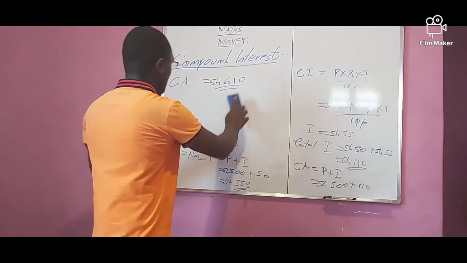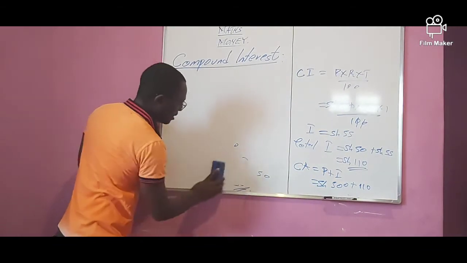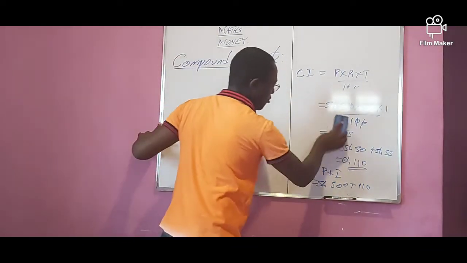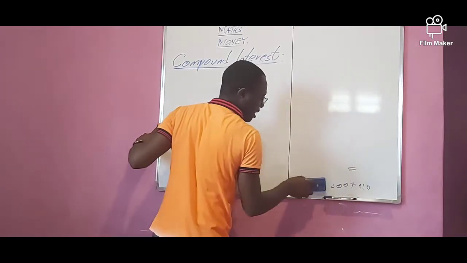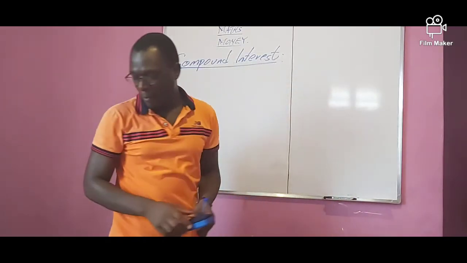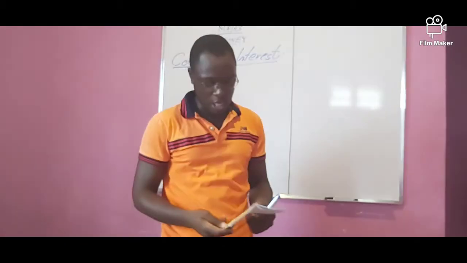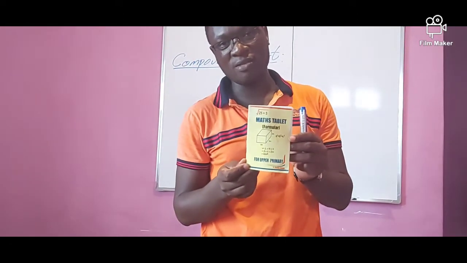That's how we do the compound interest, somehow long, but I have a short method for you. A short formula. You can get it from one of my books. If you go down to the bookshop, you'll come across a book called Math Tablet Formula. It's a very small booklet that has got formulas for math.